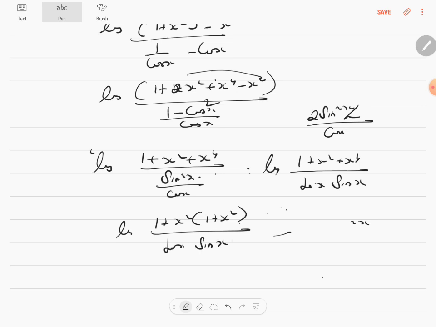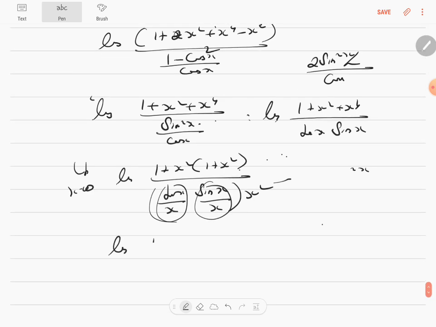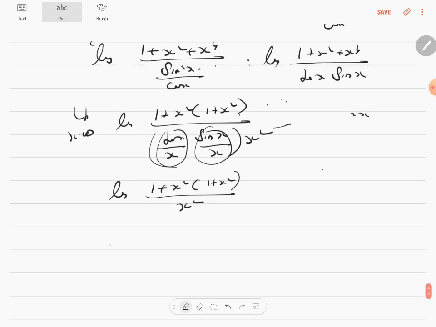Okay, you need to multiply and divide by x and x, which means you're dividing by x square. So this becomes 1 because x tends to 0, so this is also becoming a 1. So that boils down to log of 1 plus x square into 1 plus x square by x square. And this can be written as, okay, let me think. And this is like the log of 1 plus x format. Log of 1 plus x by x will also be equal to 1 if x is tending to 0.